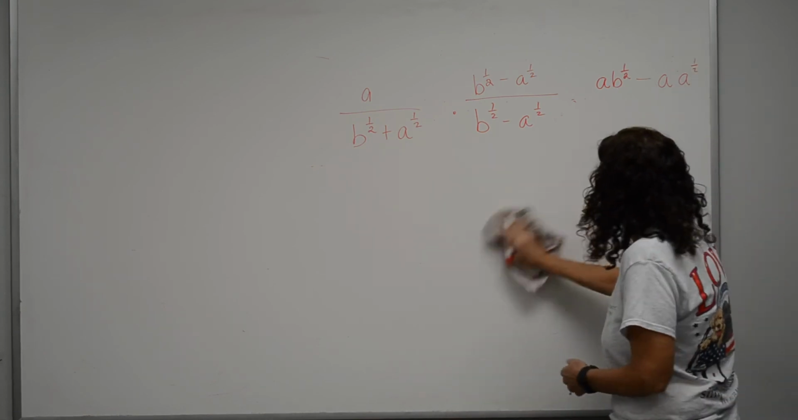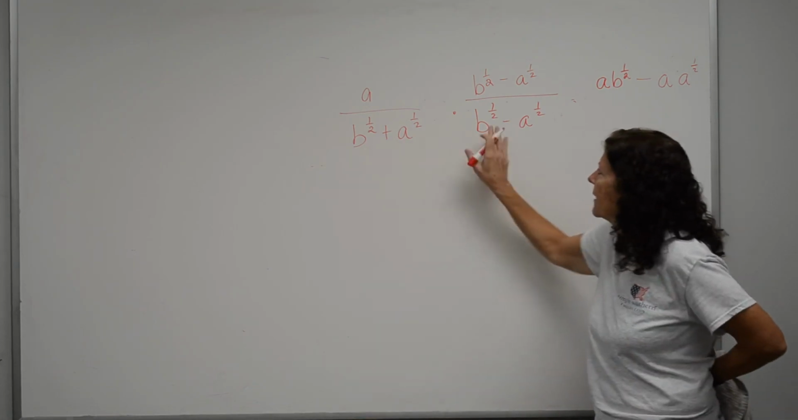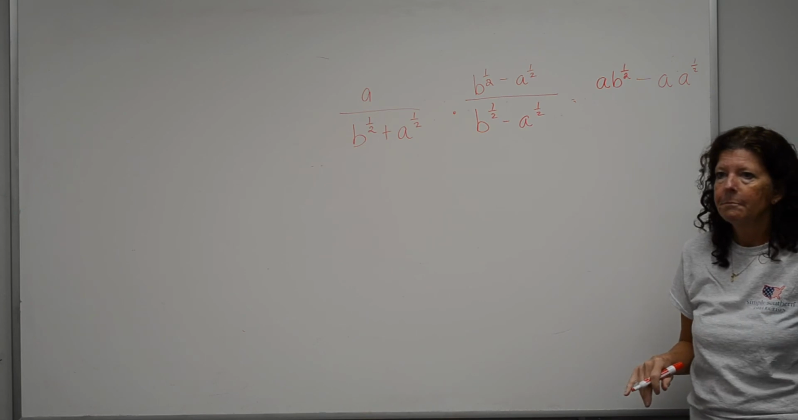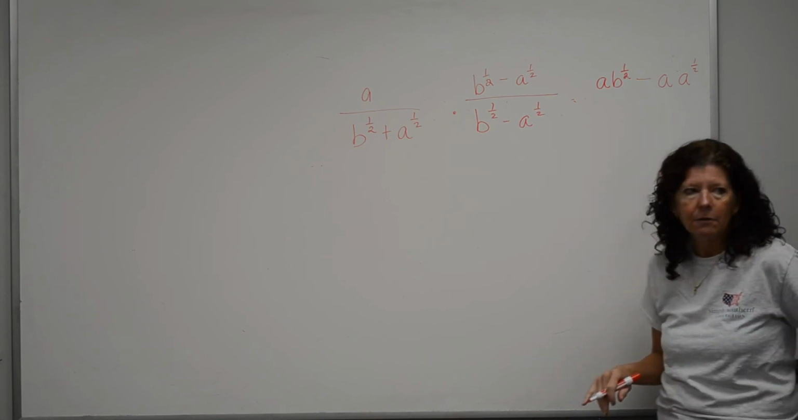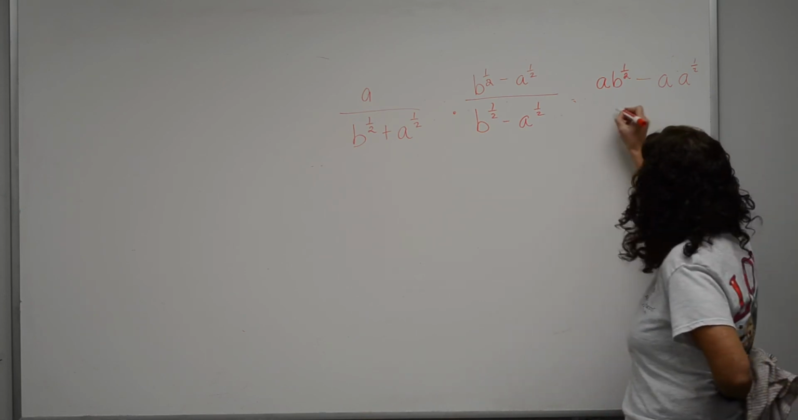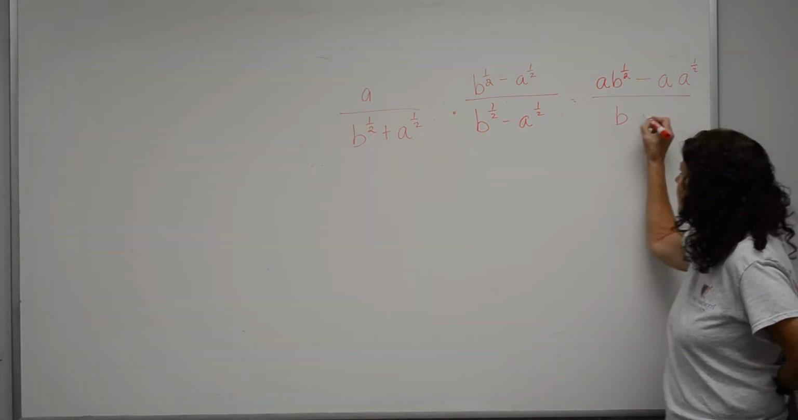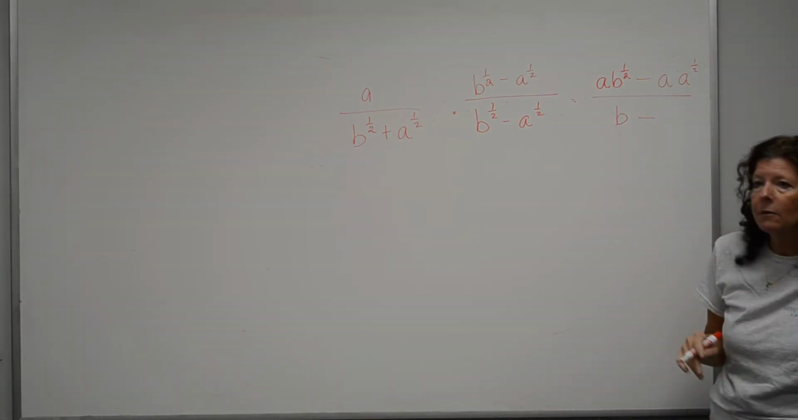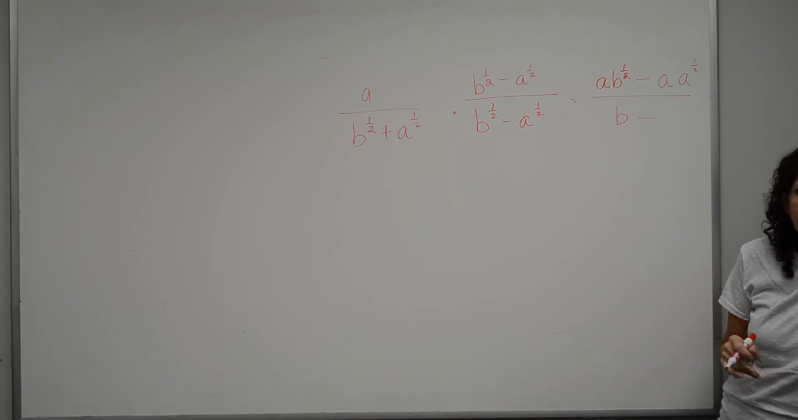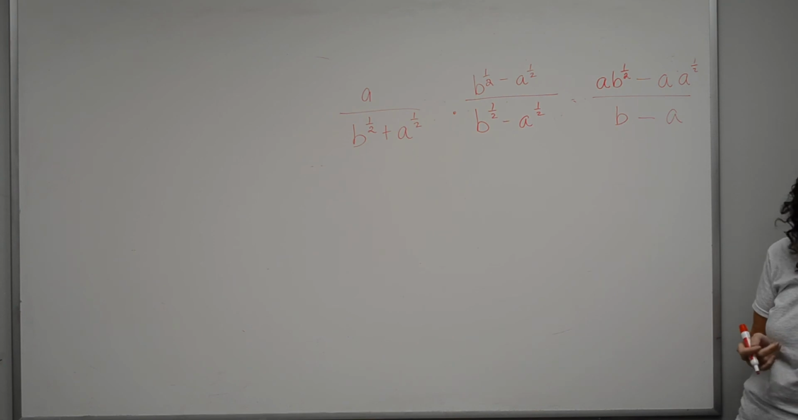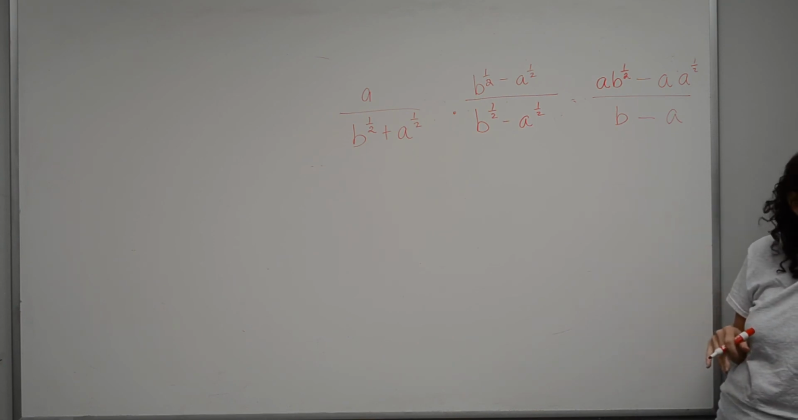All right, on the bottom, I'm multiplying that times that. What do I get? B to the 1/2 times B to the 1/2. B. Just B. A to the 1/2 times a negative A to the 1/2. Just A. Okay, and I can leave it just like that.